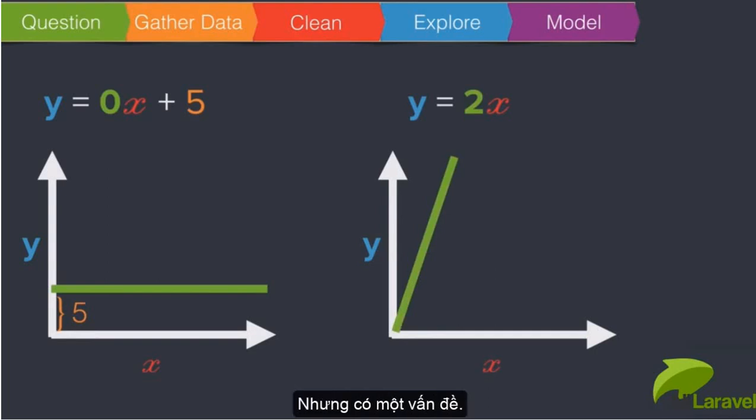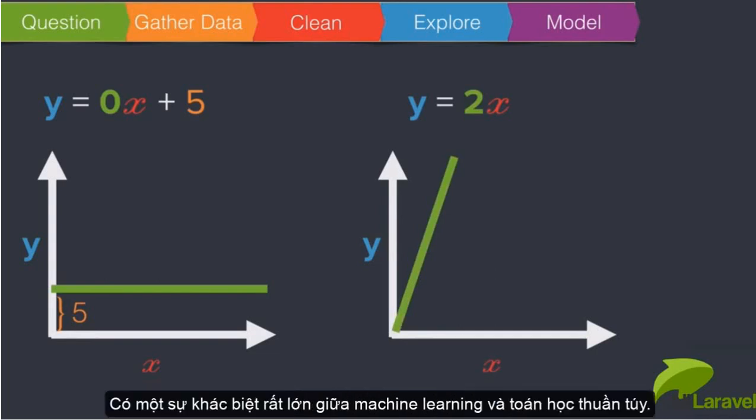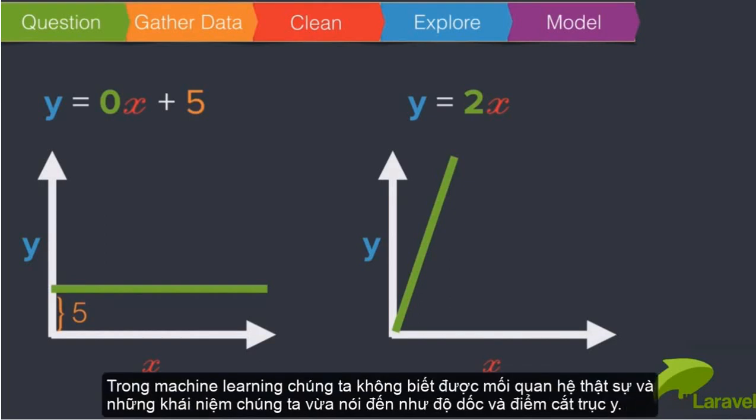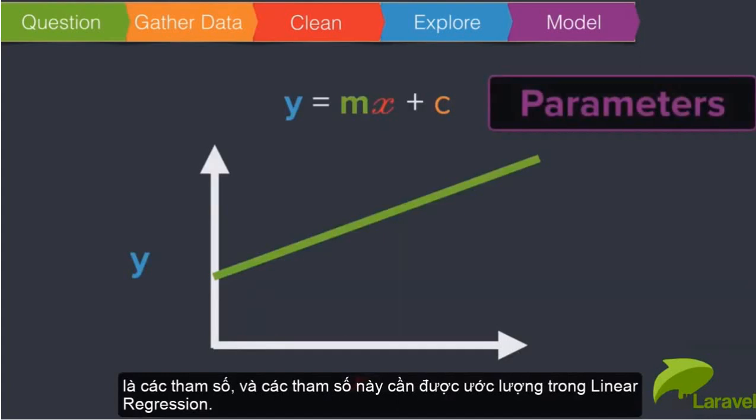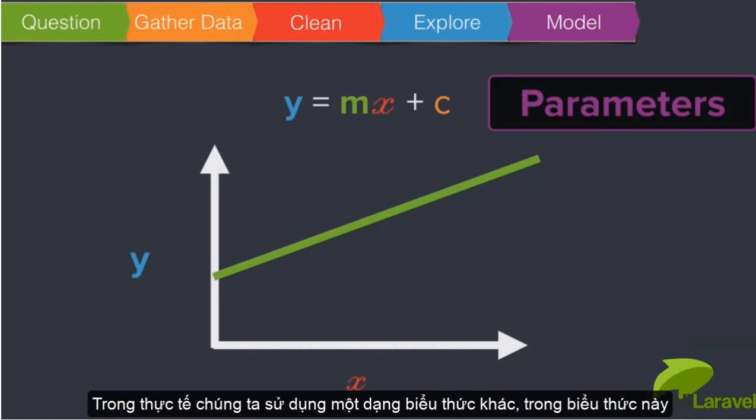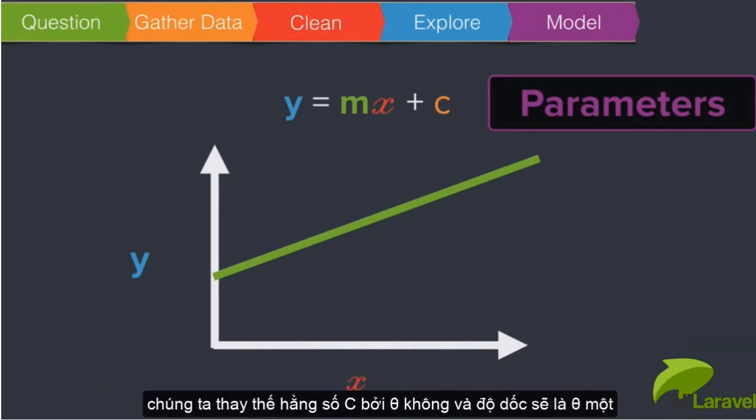But here's the thing. There's a big difference between machine learning and pure mathematics. In machine learning, we don't actually know the true relationship. And that's why we refer to the slope and the intercept as parameters. And these parameters have to be estimated for our linear regression. In fact, we even use a different notation. In our notation, we will replace the c for the constant with theta 0. And the slope coefficient will be written as theta 1.